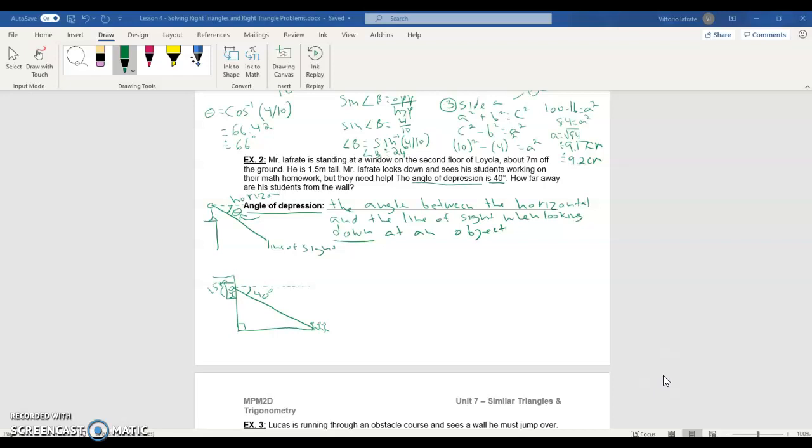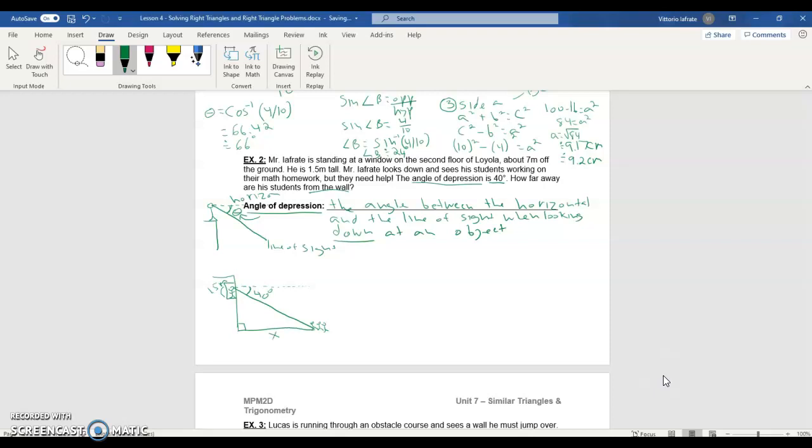Mr. Efrate is watching students doing math on the second floor. He's on the second floor of Loyola, watching students doing math. Here's the line of sight that we drew. The angle of depression was said to be 40 degrees. We basically want to know how far the students are from the wall. So how far away are the students from the wall? So we're looking for this distance over here.